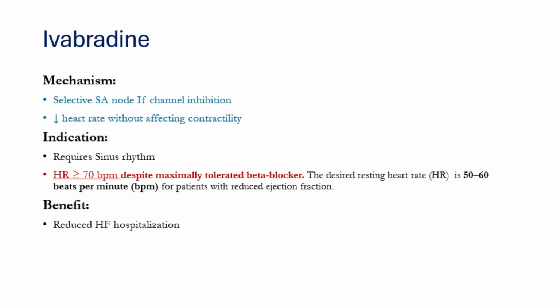Ivabradine selectively inhibits the If current in the sinoatrial node, lowering heart rate without affecting myocardial contractility. It is indicated for symptomatic HFrEF patients in sinus rhythm who remain tachycardic despite maximally tolerated beta blocker therapy. Its primary benefit is reduction in heart failure hospitalization.